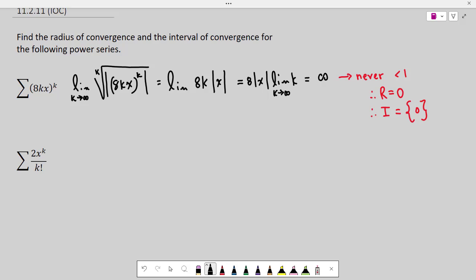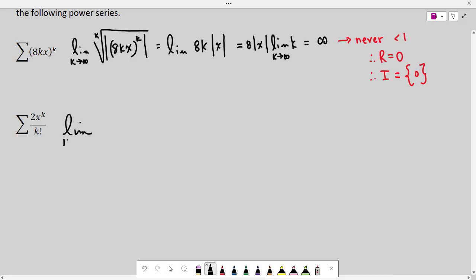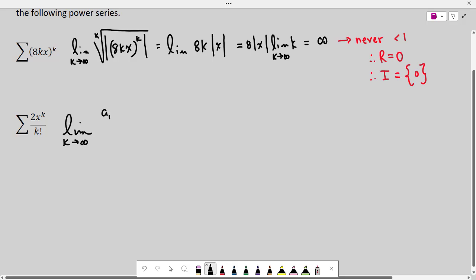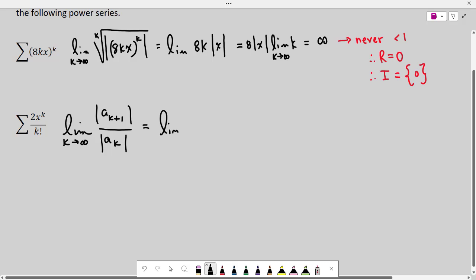Let's go with the second one here. Okay, so here we're going to use ratio test. So we're going to take the limit as k goes to infinity. Ratio test, same idea. We need to take absolute values. So we're going to take the absolute value of the ratio of coefficients. Excuse me, the ratio of terms. Ratio of terms. So let's go with it. So this is going to be limit a sub k plus 1. And this is all going to be an absolute value.